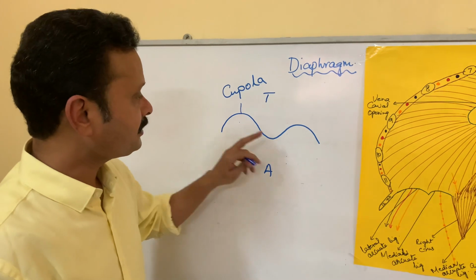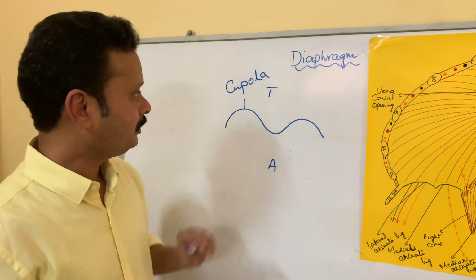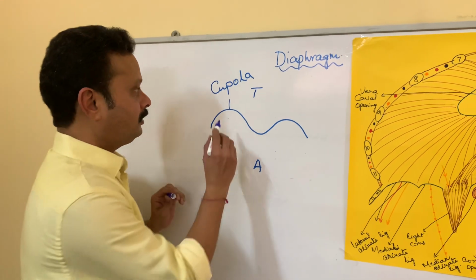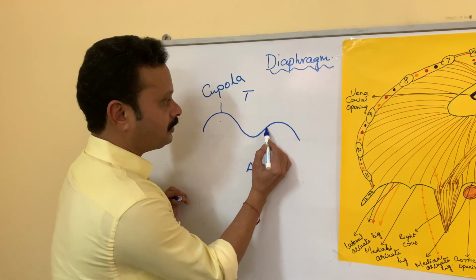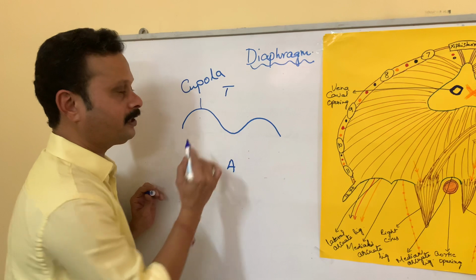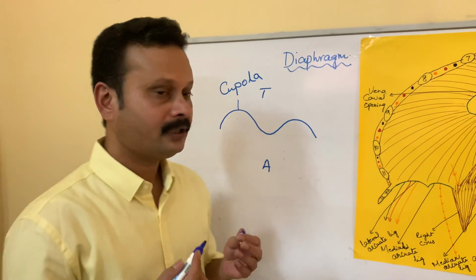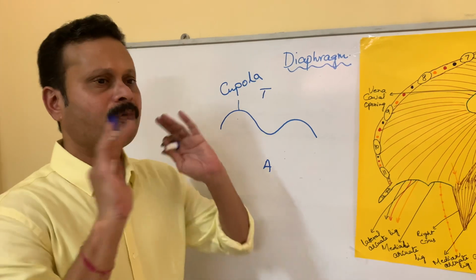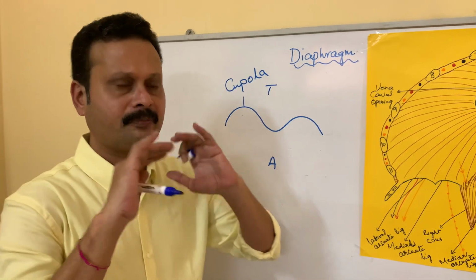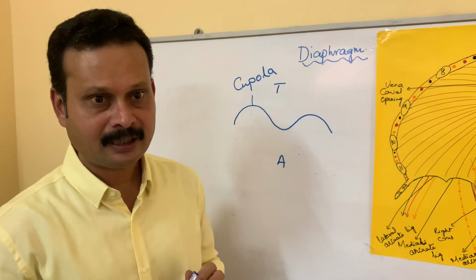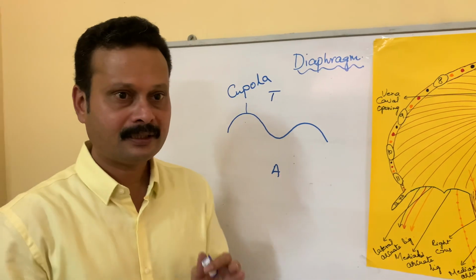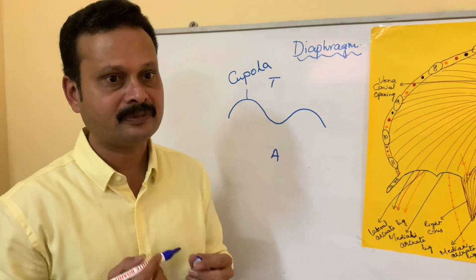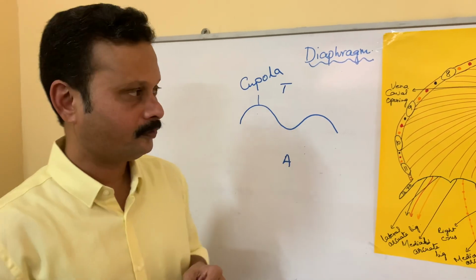The right cupola is slightly higher than the left because of the presence of the liver below on the right side. The central portion is depressed, and this is formed by the central tendon of the diaphragm. The peripheral part of the diaphragm is muscular, whereas the central part, somewhat in the anterior plane, is tendinous, which forms the central tendon.